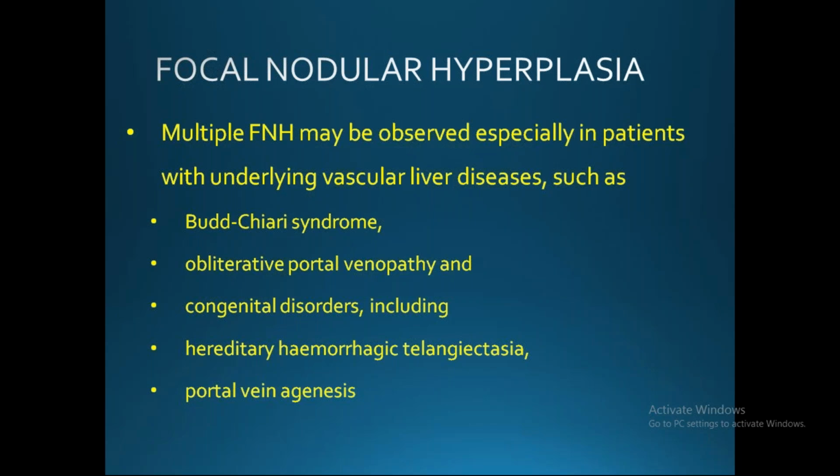So when it comes to Budd-Chiari syndrome, you will have a triad of abdominal pain, ascites, and liver enlargement. Syndromes always have more than two clinical features to define them as a syndrome. So in Budd-Chiari syndrome, there are abdominal pain, ascites, and enlargement of the liver, which is hepatomegaly.